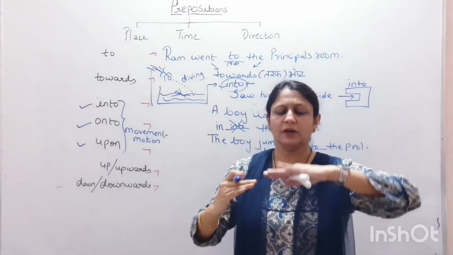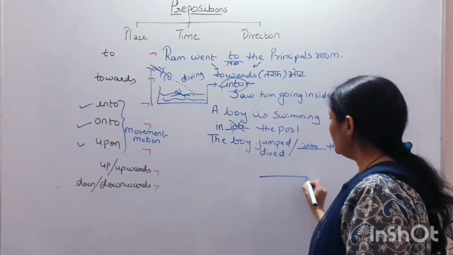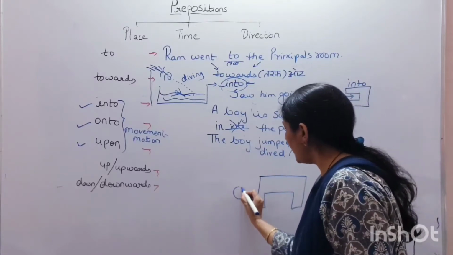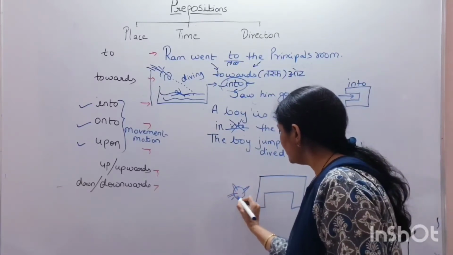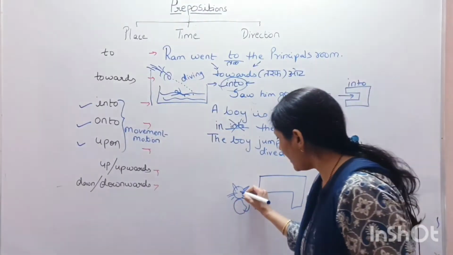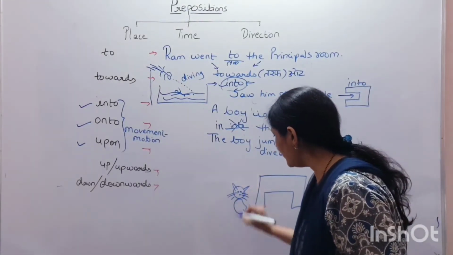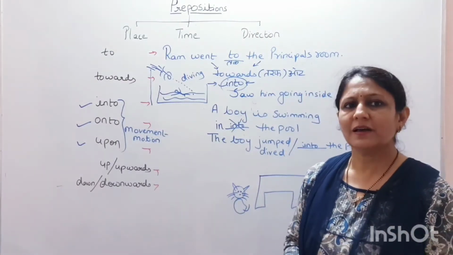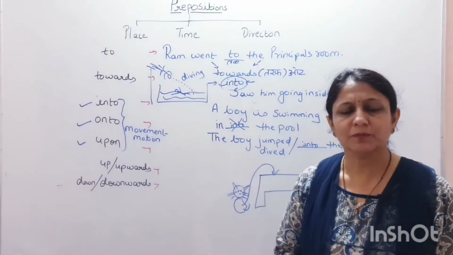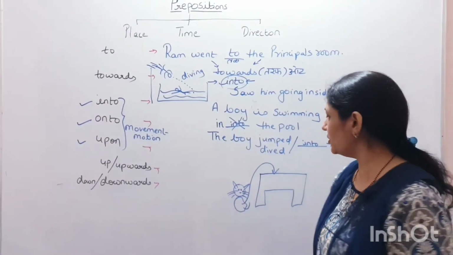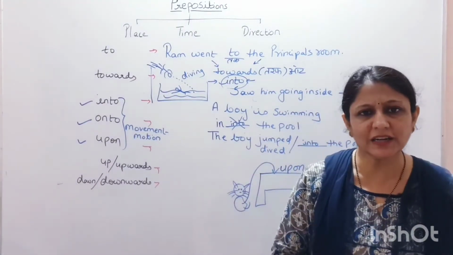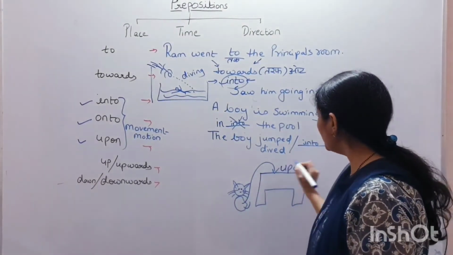On means upar. Now let's imagine this is a table. And what is this? I think you all can make it very easily clear. This is a cat. And of course I should make the eyes as well. Now suppose my cat wanted to jump dash the table. What will the preposition I am going to use? The cat jumped upon the table and spilt the milk.